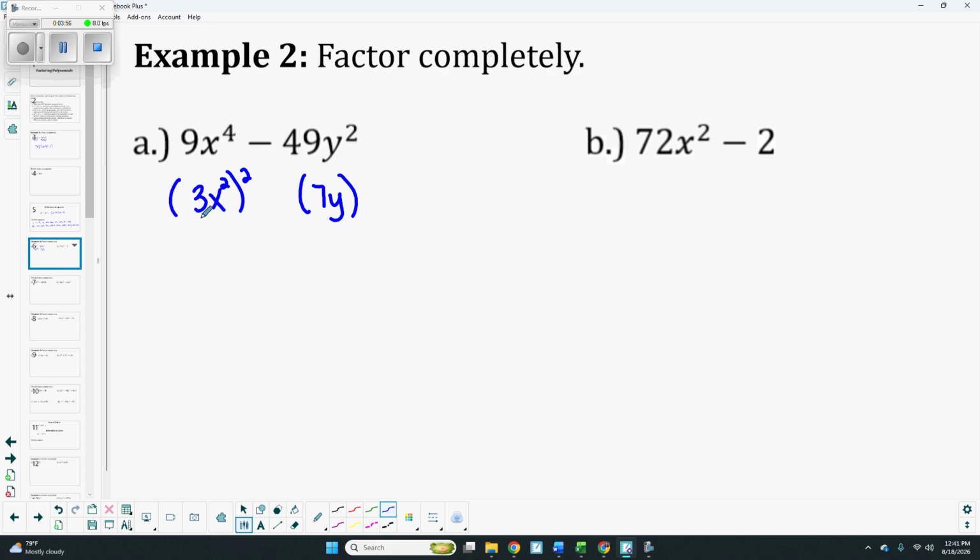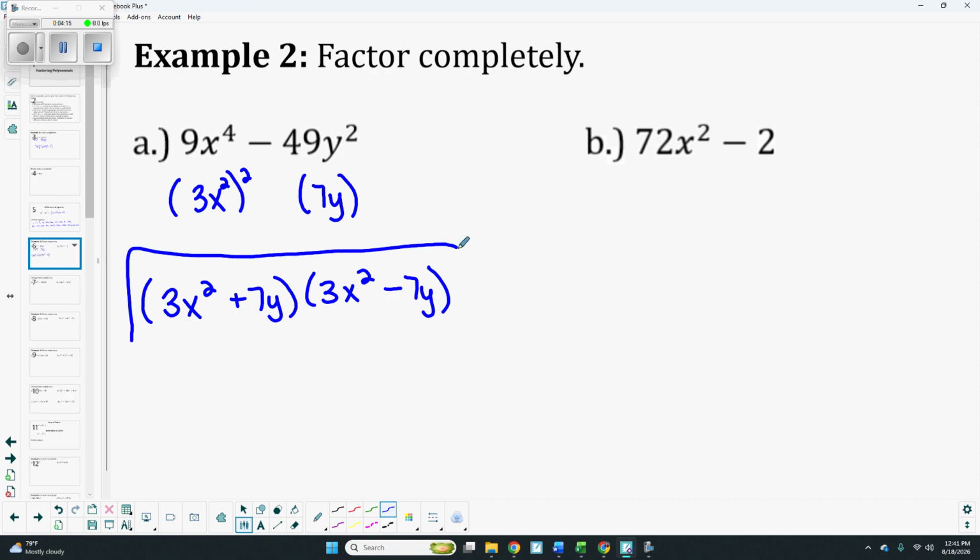So if this is our a term and this is our b term, we would have 3x squared plus 7y and 3x squared minus 7y. Now this is not perfect squares. It's a difference. It's 2 terms, but 3x squared and 7y are not perfect squares. So this is as far as I can factor this one.